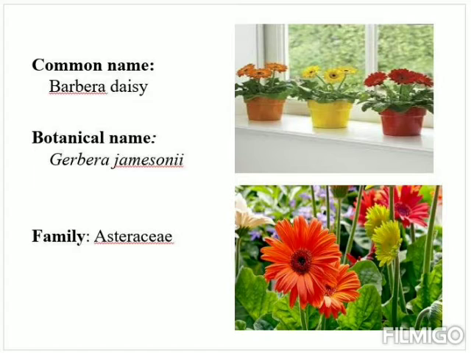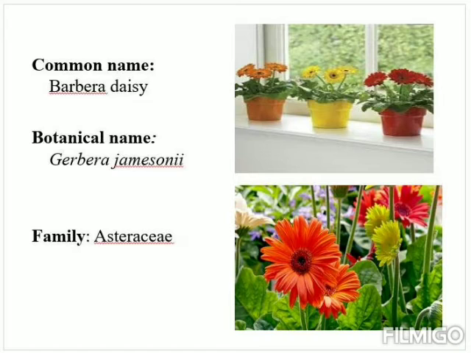Alright, so because of that there will be less heat inside the polyhouses, and it will manage the temperature inside the polyhouse, right? So this will not affect your gerbera. This was just some of the important things that you need to know while growing gerbera.